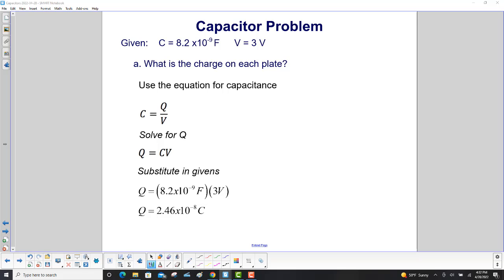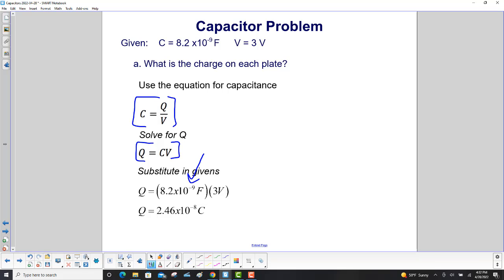What is the charge on each plate? We use our equation for capacitance, which is C is equal to Q over V, charge over voltage. And we want Q, so we multiply both sides by V to solve for Q. So we get Q is equal to CV. We substitute in our givens.